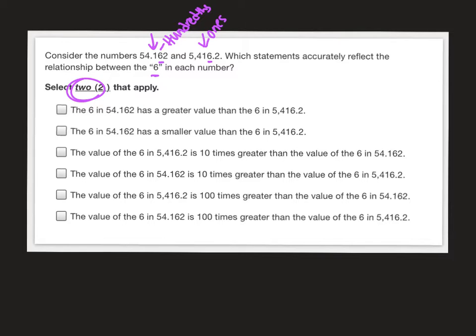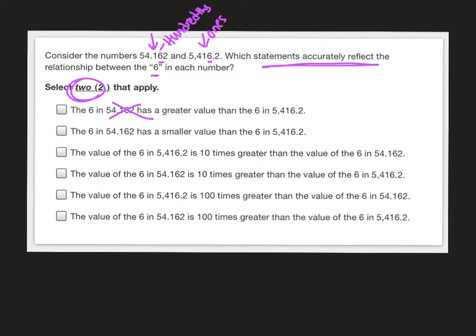and they want statements that accurately reflect the relationship, which means they want true statements. So we've got to look through each one of these statements and see which two are true. So the first one says the 6 in that first number has a greater value than the 6 in the second number. Well, that shouldn't make any sense because definitely a 6 in the hundredths place is not greater than the ones place because this is in the decimal. This is in the whole part of the number. So we know that that first one is not one of our answers.